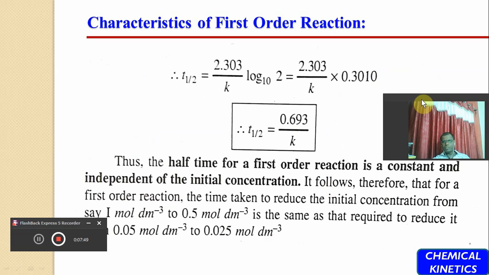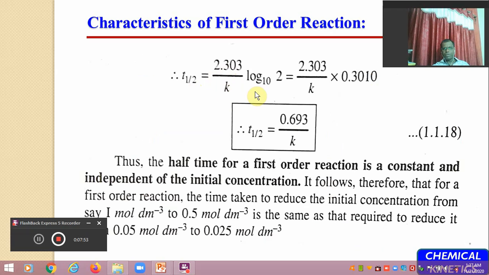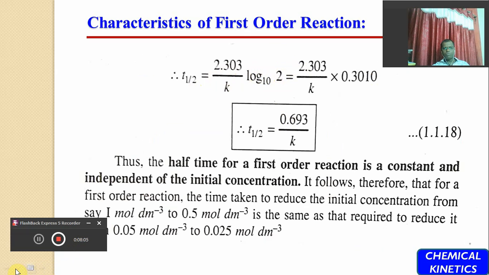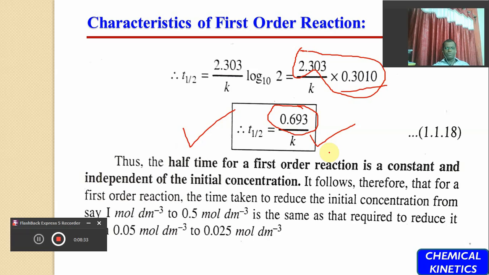So after simplifying all these terms, we will get t1 by 2 equal to 2.303 upon k into log to the base 10 of 2, because it is very simply a upon a by 2. That's why it will be simply log of 2, and the value of log 2 is 0.3010. By multiplying these two figures, we will have the multiplication as 0.693. That's why finally we will get the equation for the half-life period of a first order reaction: t1 by 2 is equal to 0.693 divided by k. This equation suggests that the half-life period of a first order reaction is constant and it is independent of the initial concentration of the reactant.